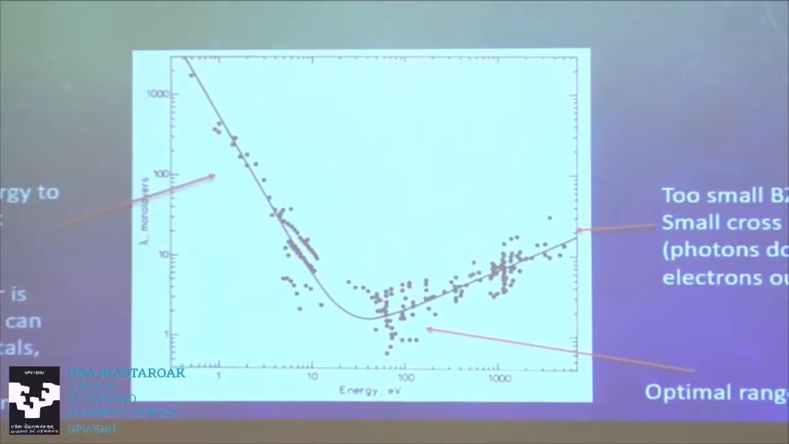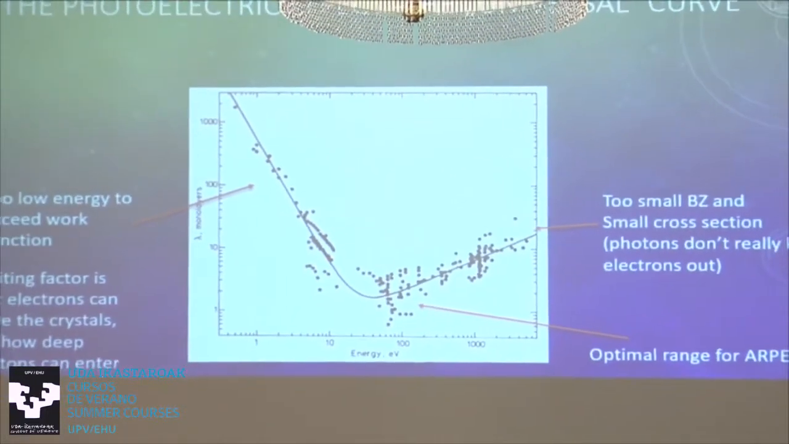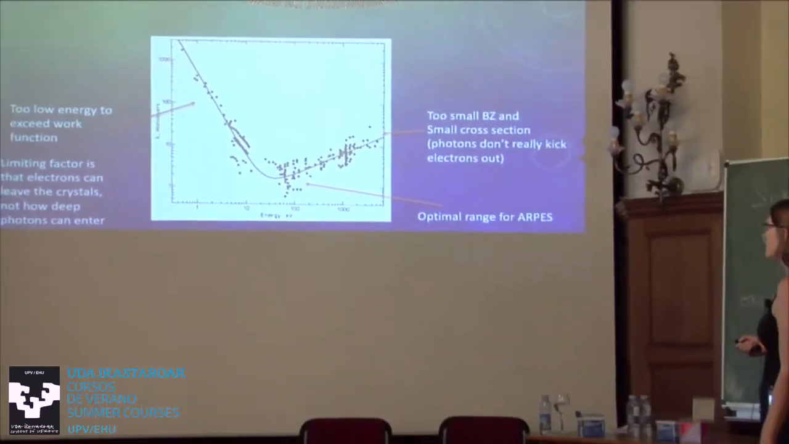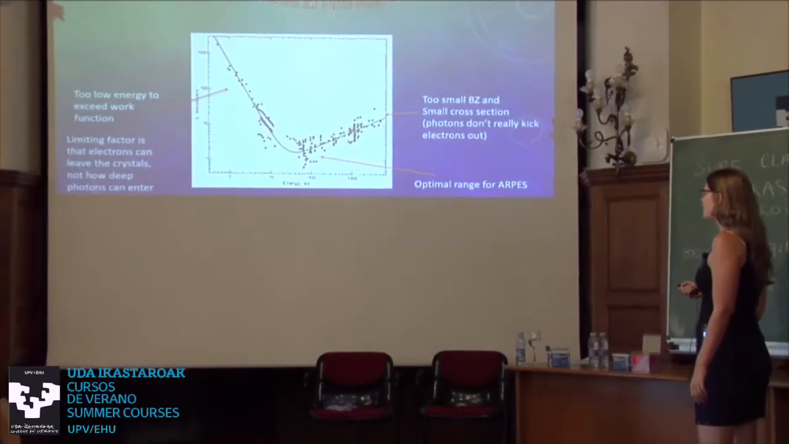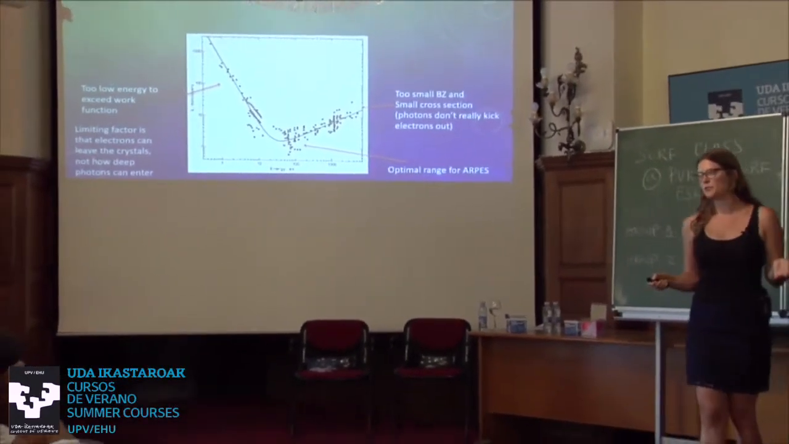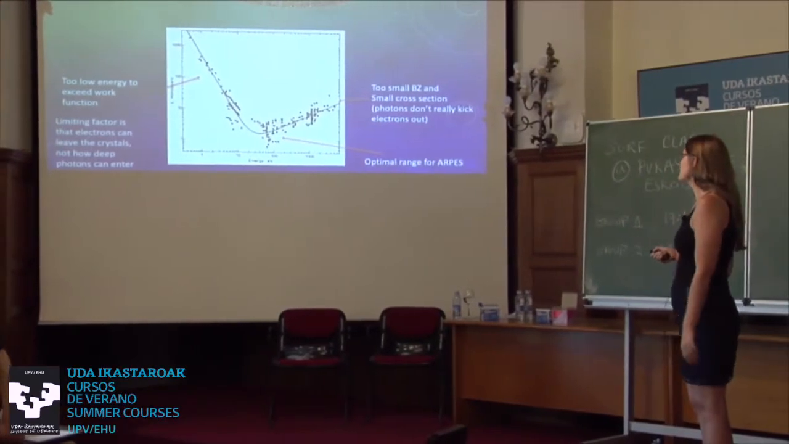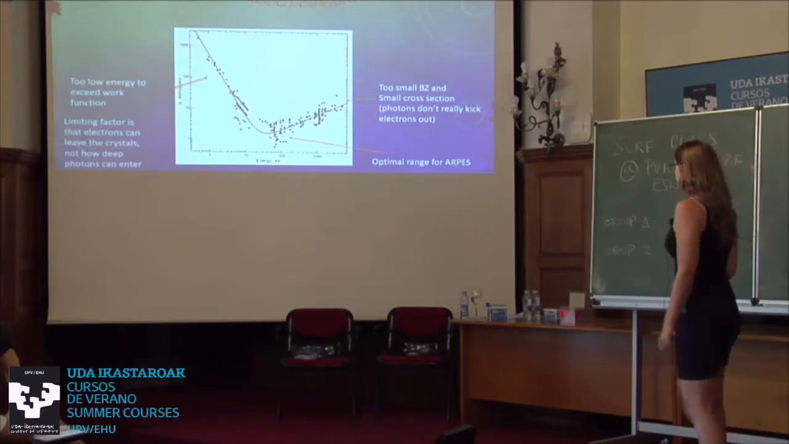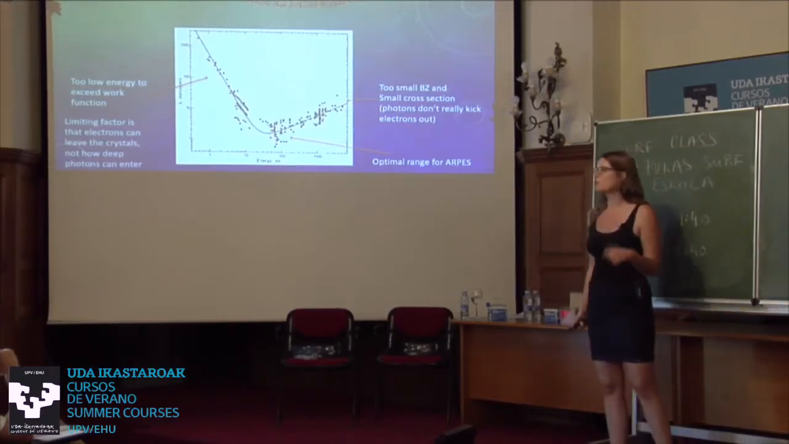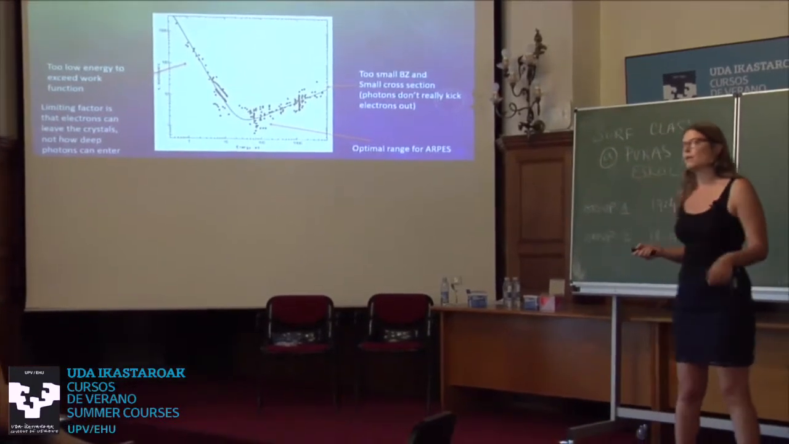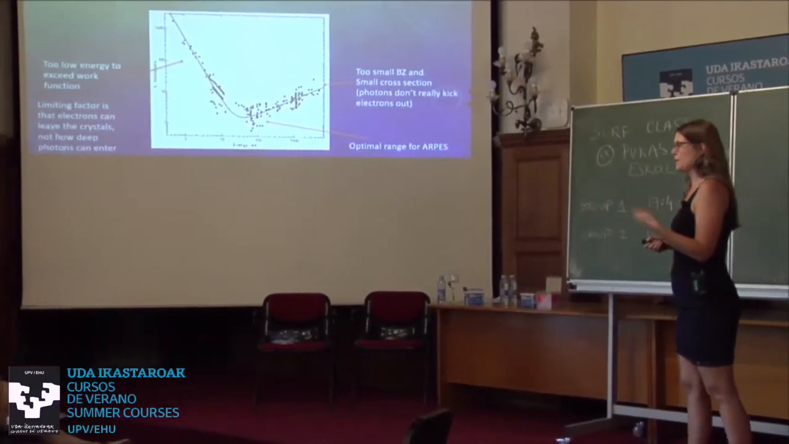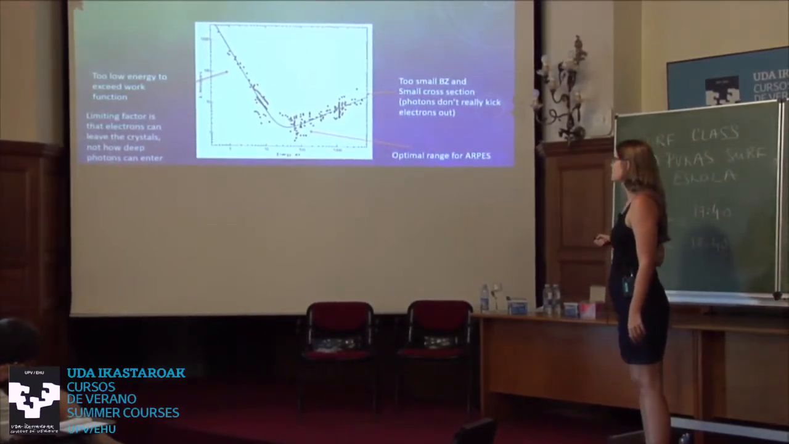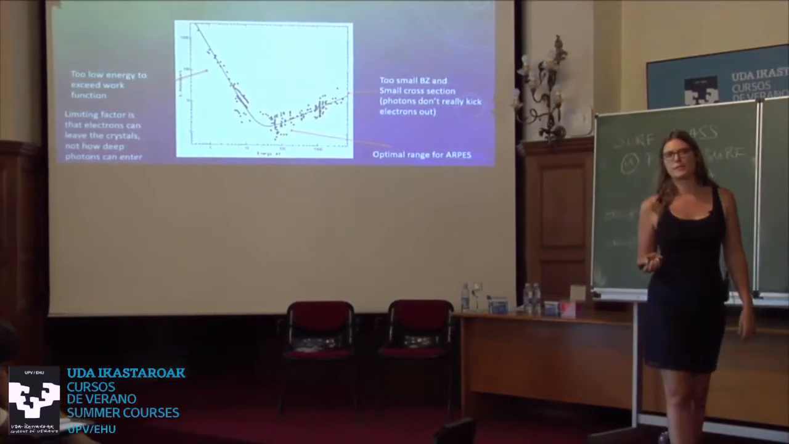And then you have this range here where you can really nicely measure ARPES spectra, but you really only have a penetration depth of a monolayer or few, and this is why ARPES is such a surface-sensitive method. And you could also increase the photon energy and get a little bit more bulk-sensitive again, but at some point the cross-section gets too small, so the photons don't really kick out the electrons anymore, and also the Brillouin zone you measure gets way too small, so you don't see anything anymore. So the optimal range for ARPES is about this kind of photon energies, and it's thus a pretty surface-sensitive method.